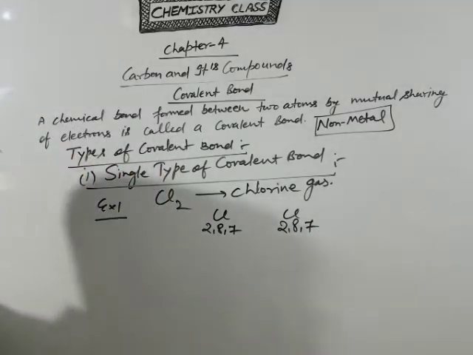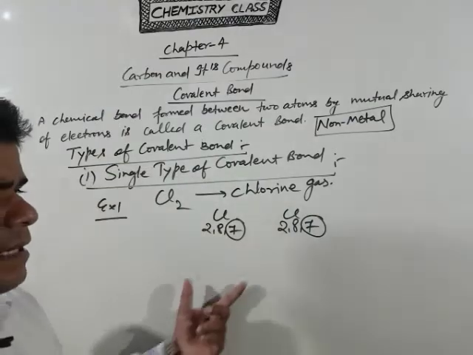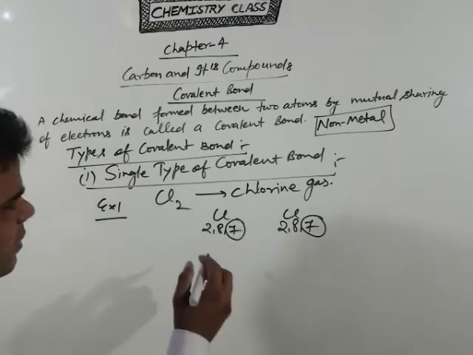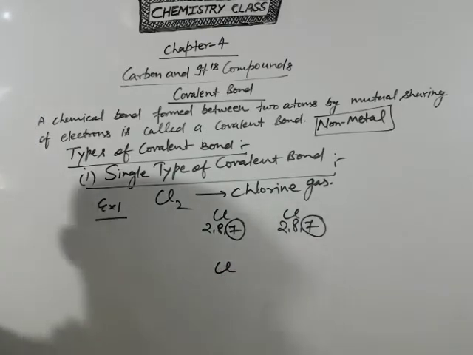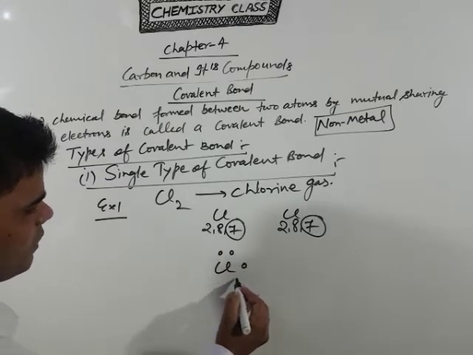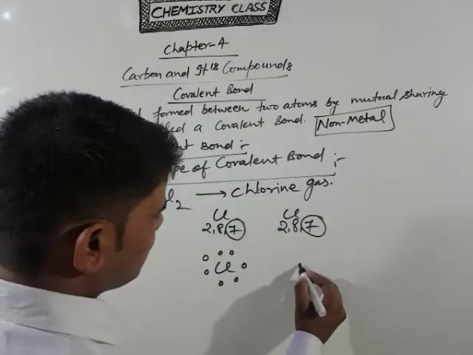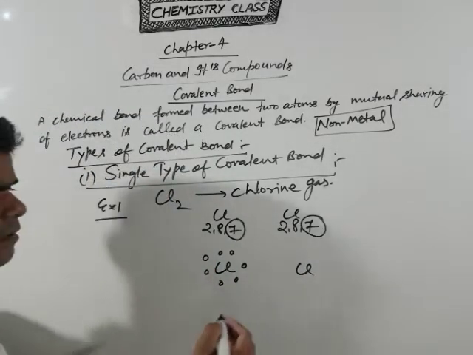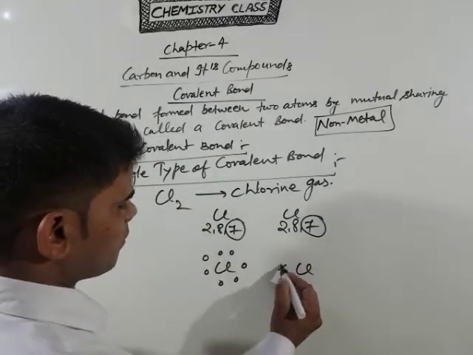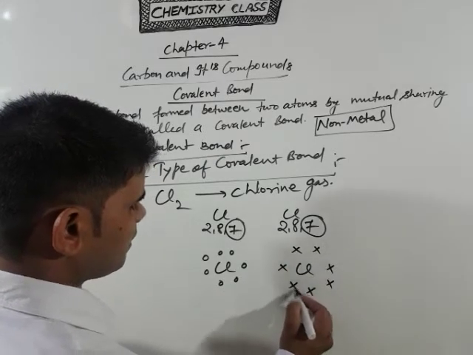Clear? So that means the chlorine atom has how many valence electrons? 7. So first of all, you represent the valence electrons on the chlorine atom: 1, 2, 3, 4, 5, 6 and 7. This is our other chlorine. You represent its electrons in another manner, like crosses: 1, 2, 3, 4, 5, 6 and 7.